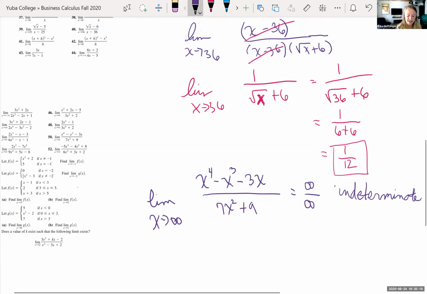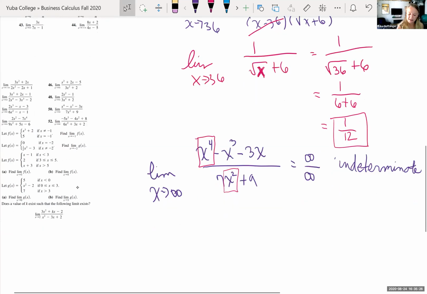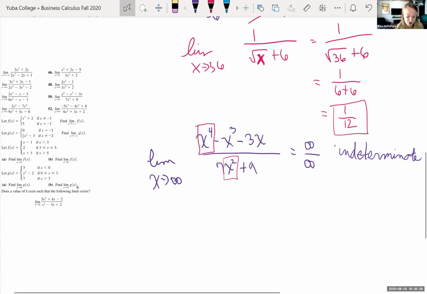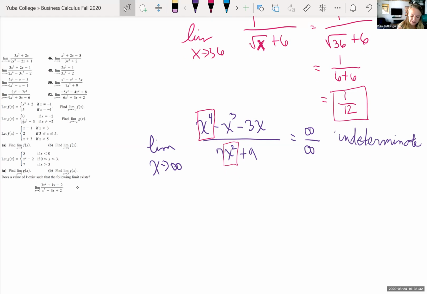So you want to look at the variable to the highest power in the numerator. That would be this x to the fourth term. And look at it in the denominator, which in this case would be the 7x squared, or just x squared. So the largest degree will be the x to the fourth term. And so we want to multiply this by a fancy one, and that fancy one is going to be 1 over x to the fourth, all over 1 over x to the fourth.